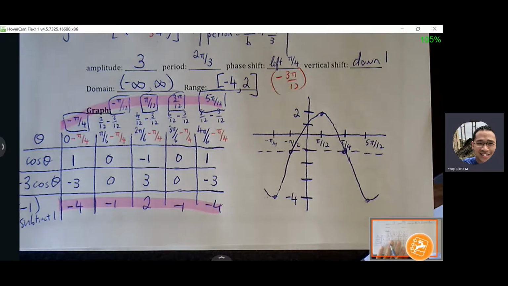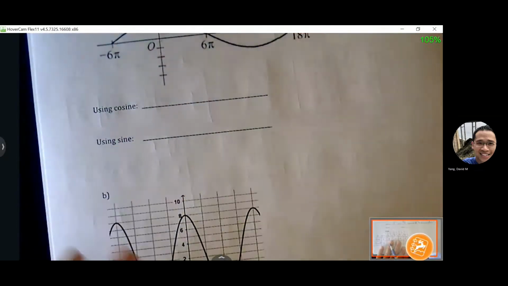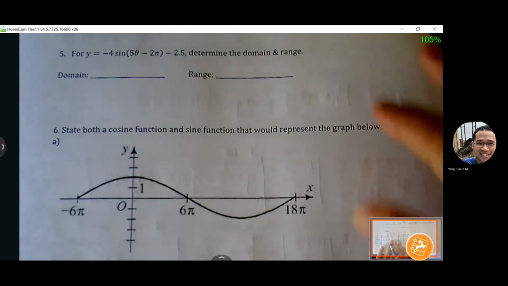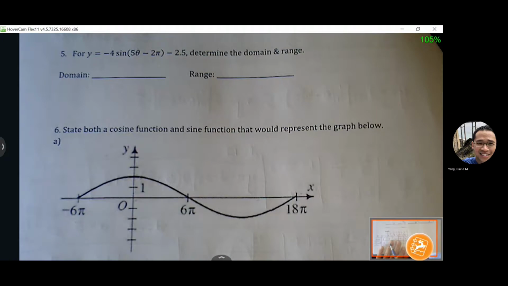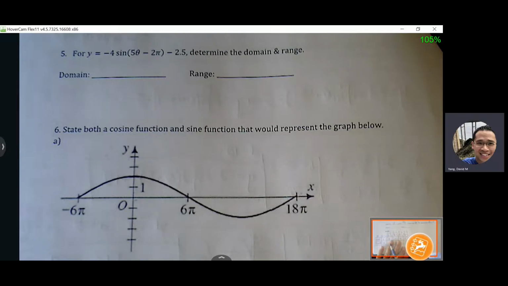Back page. Okay, number 5. For negative 4 sine of 5 theta minus 2 pi, minus 2.5, determine the domain and range. You know your domain is the same, all real numbers. The range, we don't have to rewrite it, okay? Because I know that 5 theta is out of place. That's going to affect your phase shift.